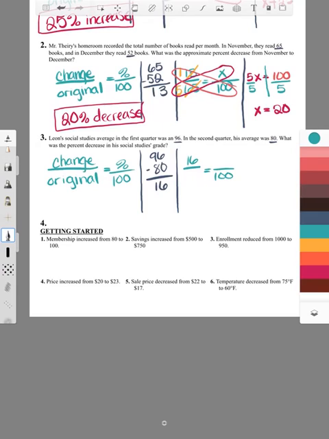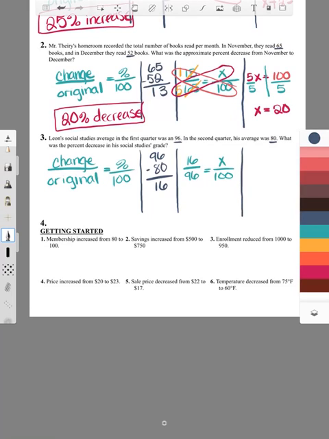Remember, the original is the starting value. 96 came before 80. He had a 96 in the first quarter and an 80 in the second quarter. So we're going to put 96 down for our original. And now we're going to put an X for the percent because we don't know what the percent of change is just yet.